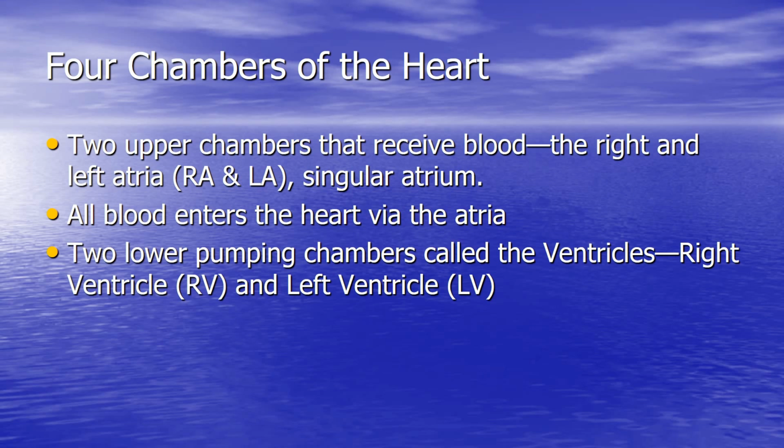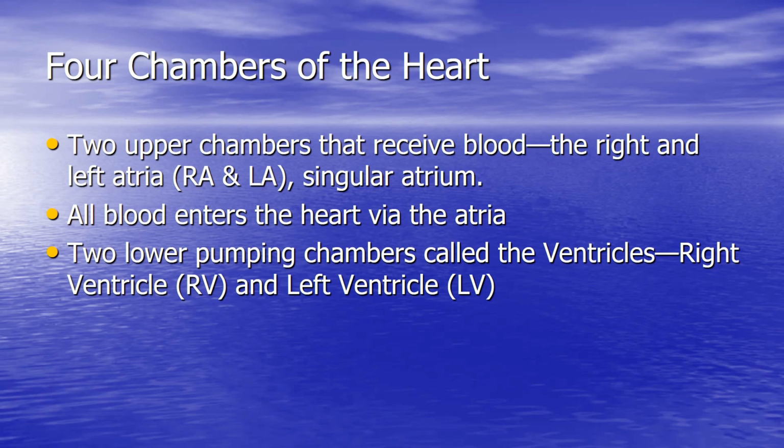Okay, let's talk about the four chambers of the heart. Two upper chambers receive blood, the right and left atria. Singular, it's pronounced atrium. Think of it like the atrium of a building or museum. That's the entrance, or as it's commonly known, the lobby. All blood enters the heart via the atria. The two lower pumping chambers are called the ventricles. We have the right ventricle and the left ventricle.